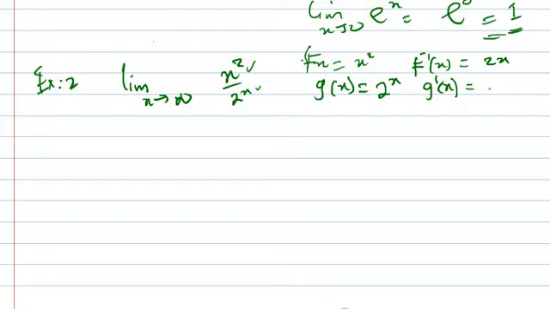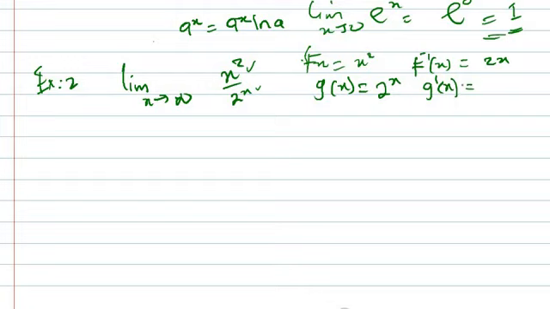To find the derivative of this, if you have a to the power x, the derivative is a to the power x again, multiplied by ln a. So if you have a to the power x, the derivative is a to the power x multiplied by ln a.